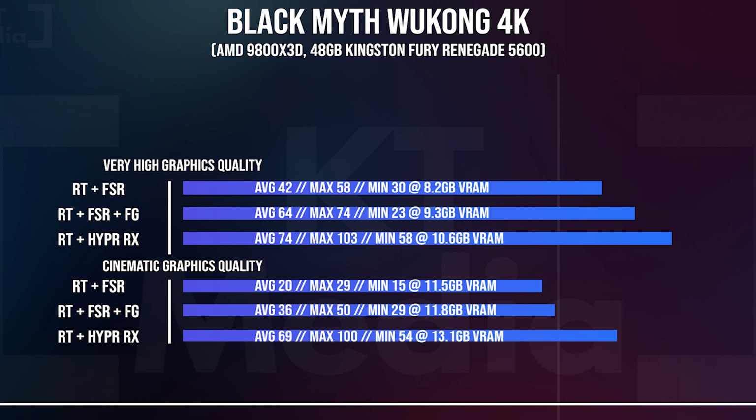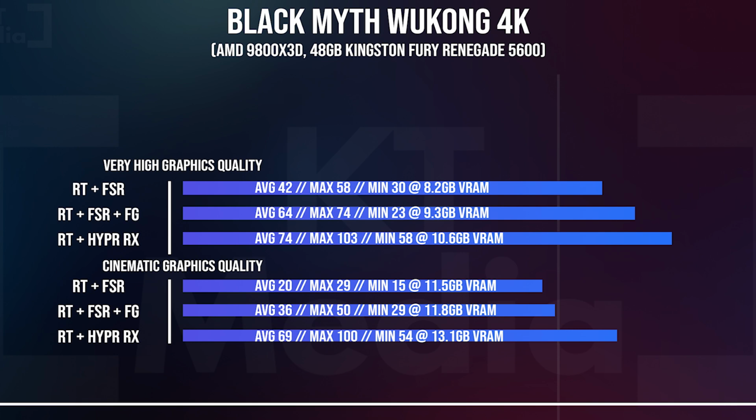With ray tracing, FSR and frame generation enabled within in-game, we scored an average of 64, a max of 64, a minimum of 23, and a utilization of 9.3 gigabytes of VRAM. Things took a drastic change when I enabled ray tracing and Hyper RX. With these settings, we managed an average FPS score of 74, a max of 103, a minimum of 58, and a utilization of 10.6 gigabytes of VRAM.